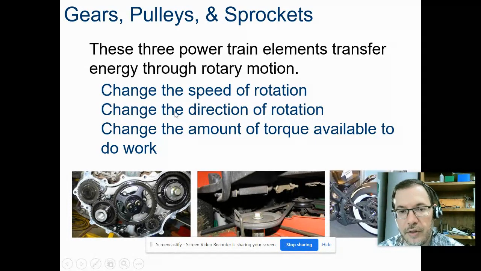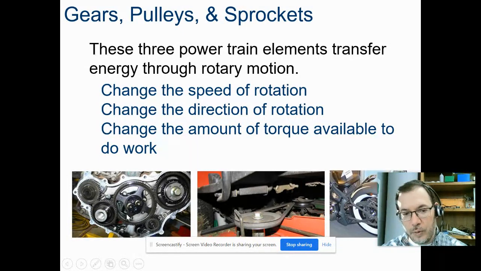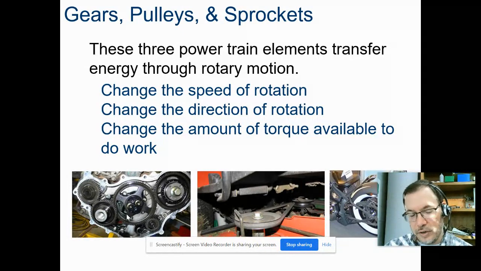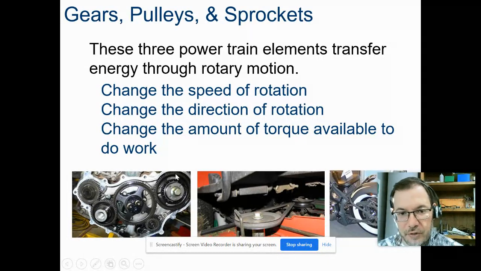And then the other thing we can do is change direction of rotation. You'll see that as one gear turns, the gear that's meshed with it is going to turn in the opposite direction. So we'll look at that as well. And then the last thing we're looking at is changing the amount of torque available. That's also one of the more common purposes for using a gear or a pulley or a chain system. And you see some examples down here.